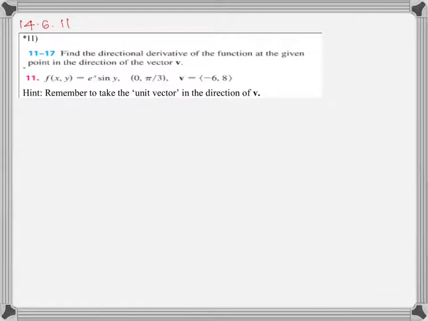Hi, in this video, I will be showing you problem number 11 of chapter 14, section 6. Find the directional derivative of the function at the given point in the direction of the vector v. f(x, y) = e^x sin y at the point (0, π/3) in the direction of the vector v, given in component form as (-6, 8).